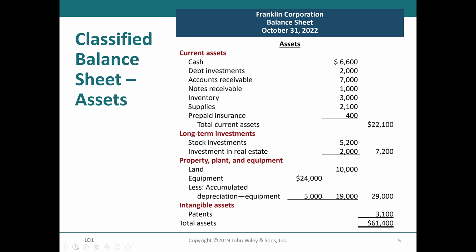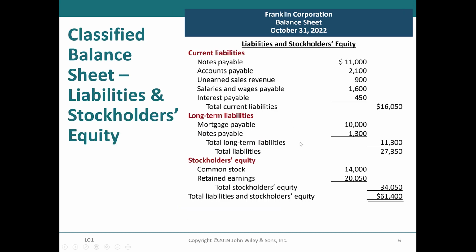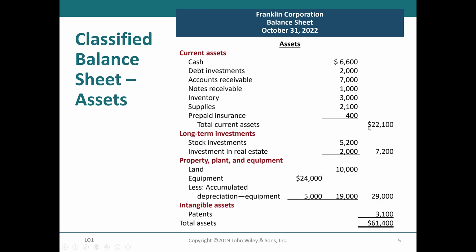We have the current assets listed, right? And then the different types that we have here: the cash, debt investment, accounts receivable, notes receivable, inventory, supplies, prepaid insurance, and that gives us our total current assets. And then we have the long-term investments, okay? We have the stock investment and then investments in real estate. Our total here is 7,200.